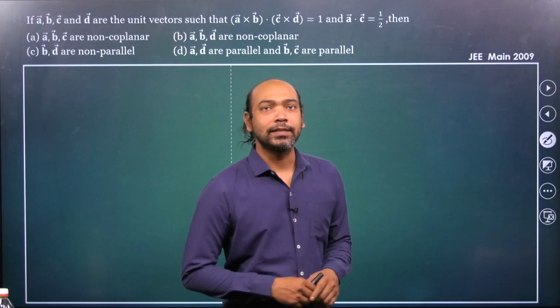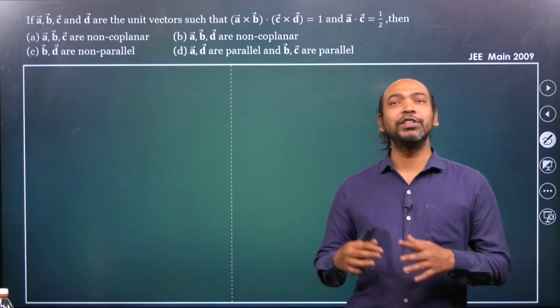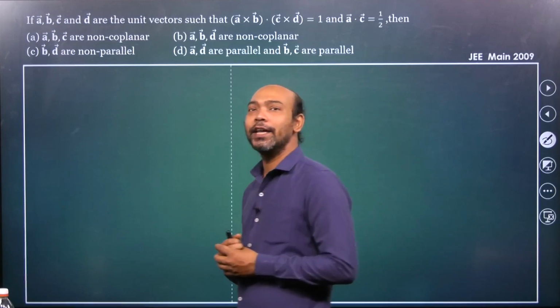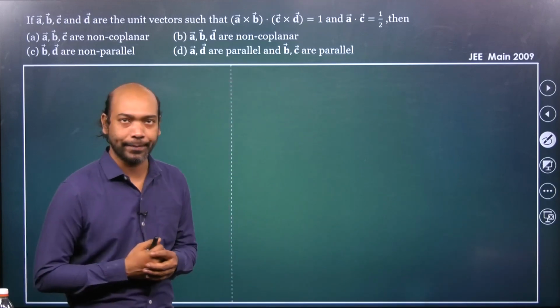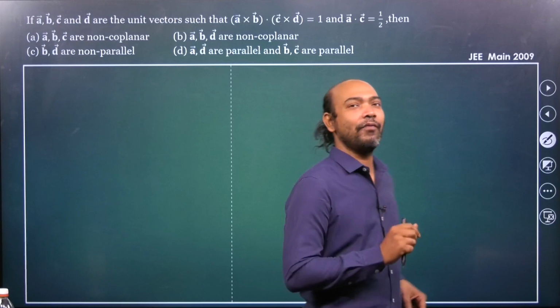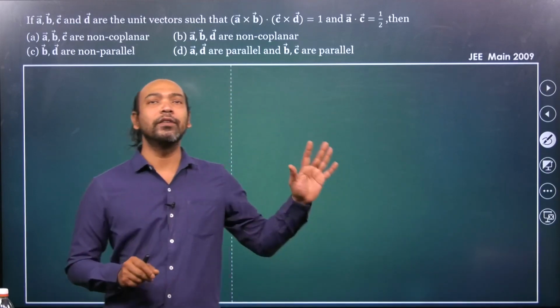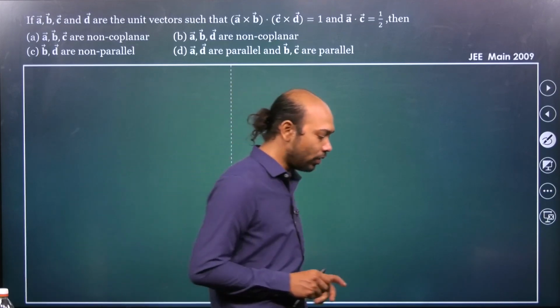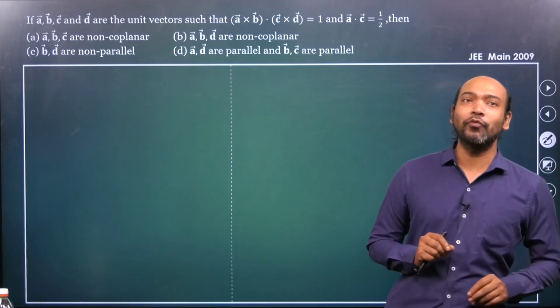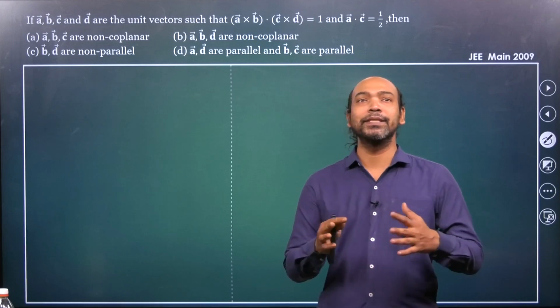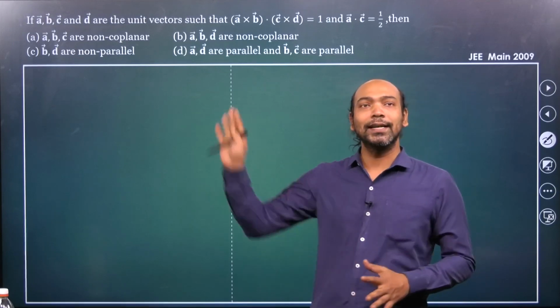Hi all. This is a problem of vector algebra which appeared in JEE Main 2009 paper. It says we have four vectors A, B, C, D and they satisfy the given relations. Now here we have to first check whether they are coplanar, that means they are lying in a plane, yes or no. That's option 2.